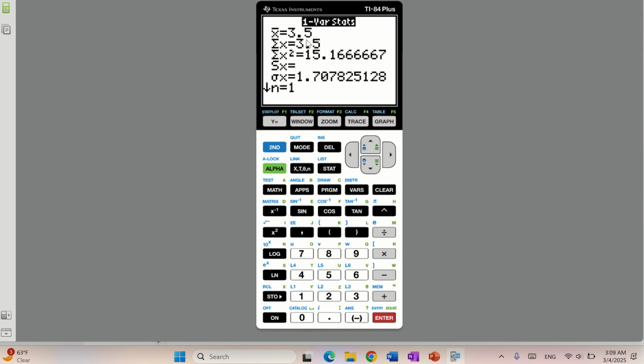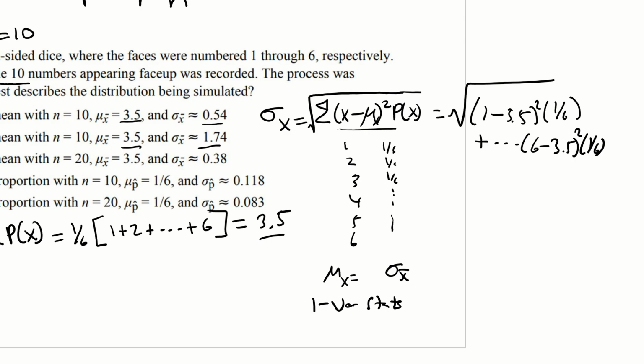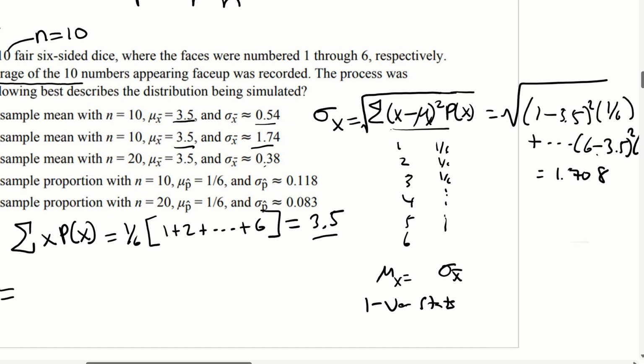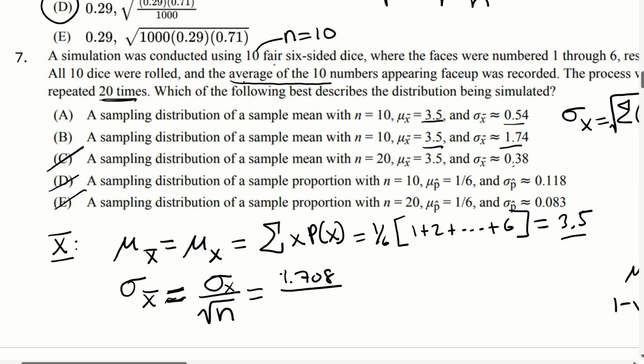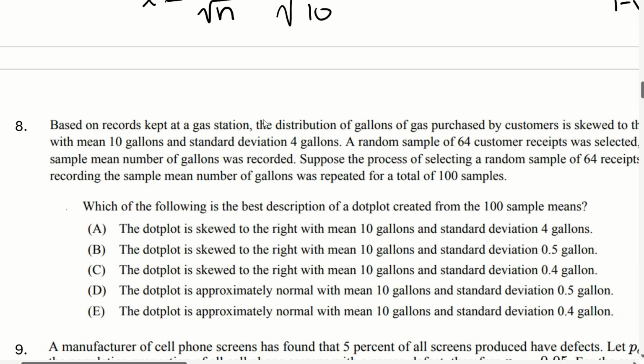So you get x bar is 3.5, and then you get the sigma x is 1.708. Okay, that's what you get. All right. So if you calculate this, you get 1.708, like we said. But remember, that's not the answer because that's just sigma x. And then so we can calculate this. We can just say, okay, 1.708 divided by the square root of 10 dice, right? And then if you do that, you get 0.054, around there, approximately. So the answer is A.